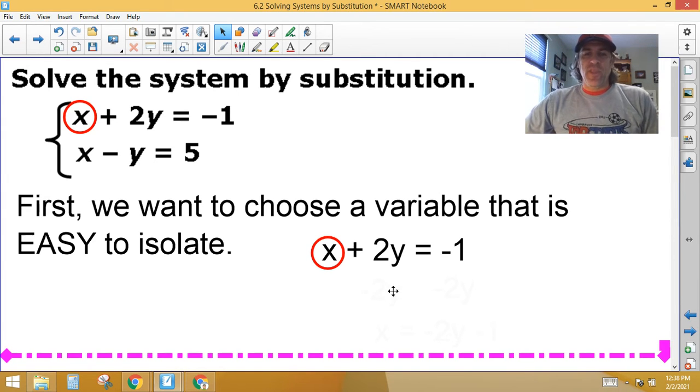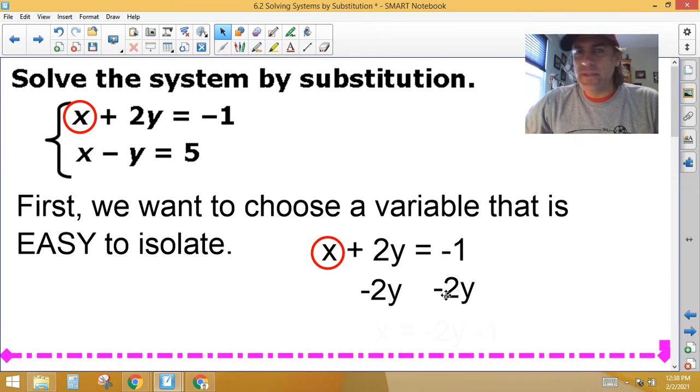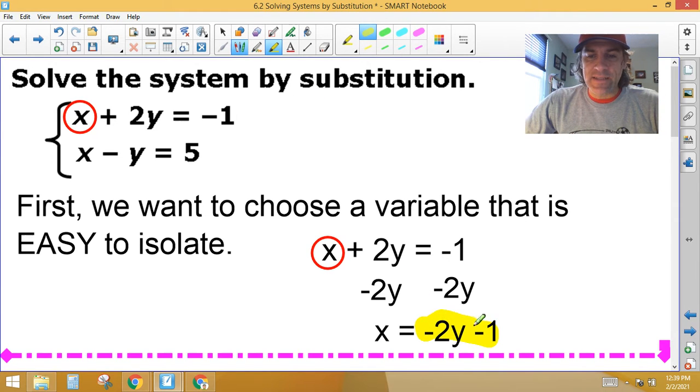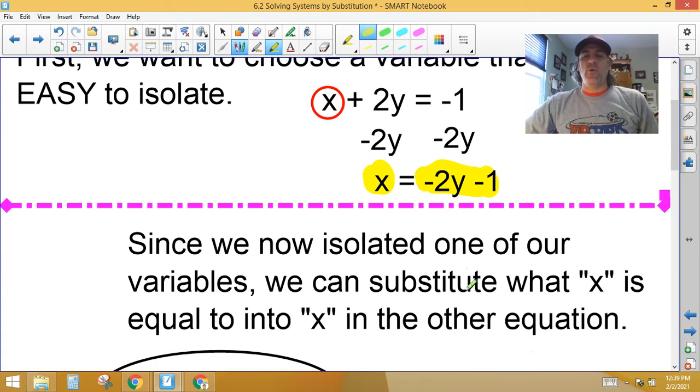What I'm now going to do is subtract away 2y from both sides. And when I do that, I'll have x by itself. So x equals -2y minus 1. So this is the same exact equation as the top one from the system. We just transformed it a little bit. And now notice, x equals this, meaning x and -2y minus 1 are equal to each other. Since now we have isolated one of our variables, we can substitute what x is equal to, which is -2y minus 1, into the other x of that other equation, my bottom equation.